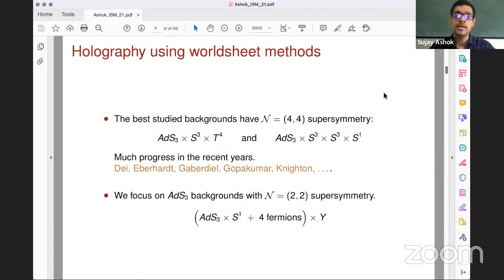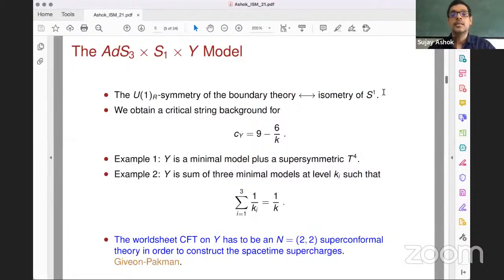So we'll focus on backgrounds that we like to call AdS3 x S1 x Y. So I mean, we call it AdS3 x S1 x Y, but there are some fermions that make sure that you have N=(2,2) supersymmetry in spacetime. And the S1 just takes care of the fact that the (2,2) theory on the boundary has the U(1) R symmetry in the global algebra. And one can check that this model is a critical string background when the central charge of this compact Y theory takes the form 9 minus 6 over k. So this k is again the level of the SL(2,R).